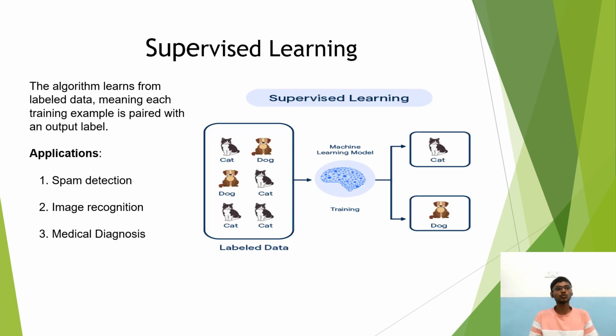The first one is supervised learning. Supervised learning is nothing but an algorithm that learns from labeled data. Here we can clearly see the image. In that image, we are providing the labeled data as input, and that is taken by the machine learning model as input and predicting the cat name and dog name as output. The applications of supervised learning are spam detection, image recognition, and medical diagnosis.